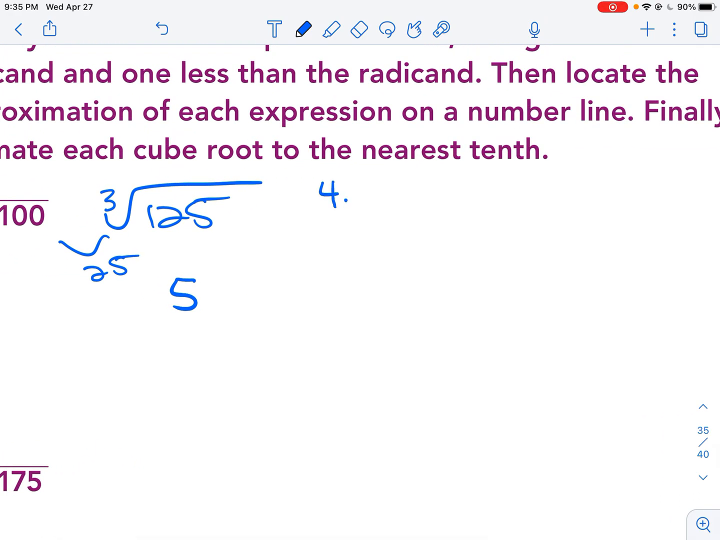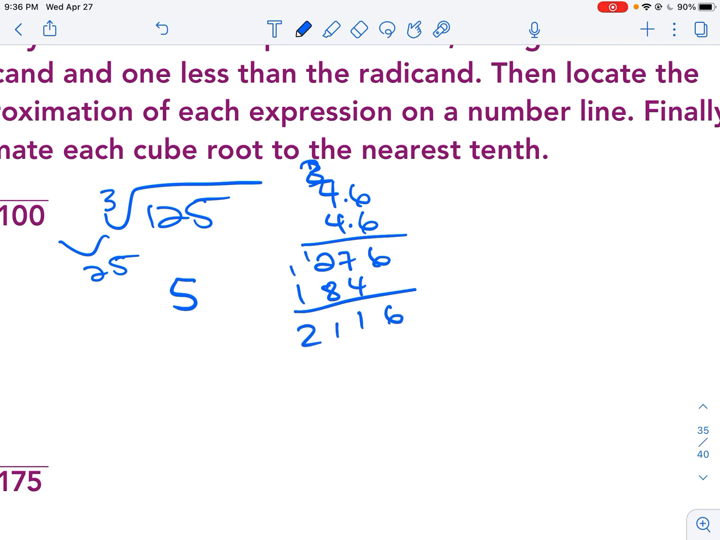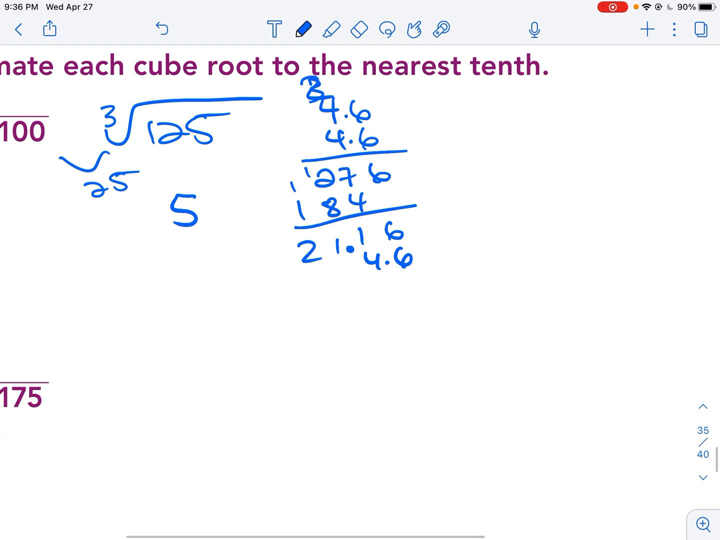I'm going to say 4.6. So that 36 is going to get 24, 27, 24, 16, 18, 1, 1. Now some of you are going to stop right there, but it's to the third power, so I still have to multiply it one more time.